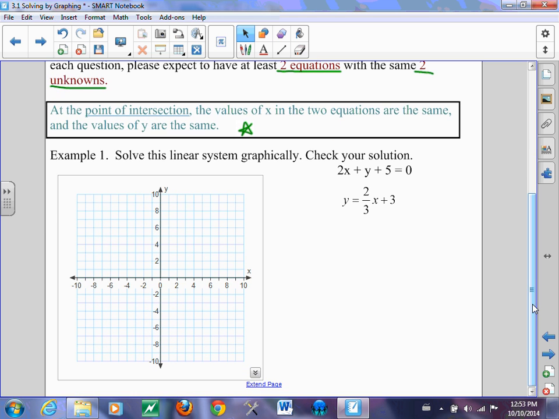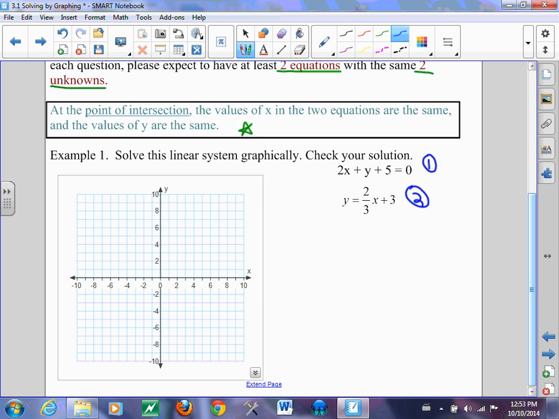Okay, number 1, solve the linear system graphically, check your solution. So notice, ladies and gentlemen, that the equations are given, so step 1 is already done. If we had a word problem, you'd have to come up with these equations. Step 2 is to label them 1 and 2. Always do the first one as 1 and the second one as 2. And then our next step is to graph each equation.